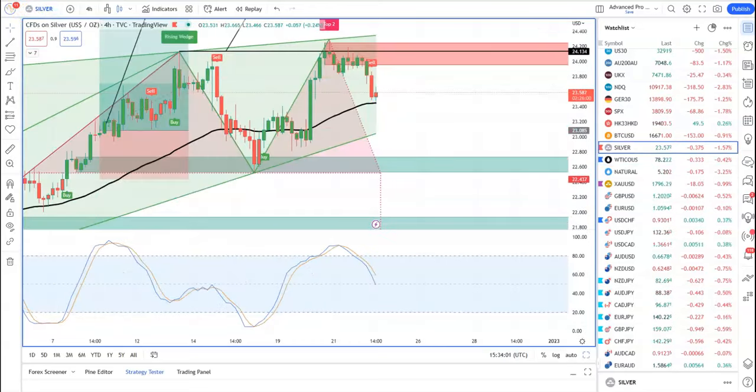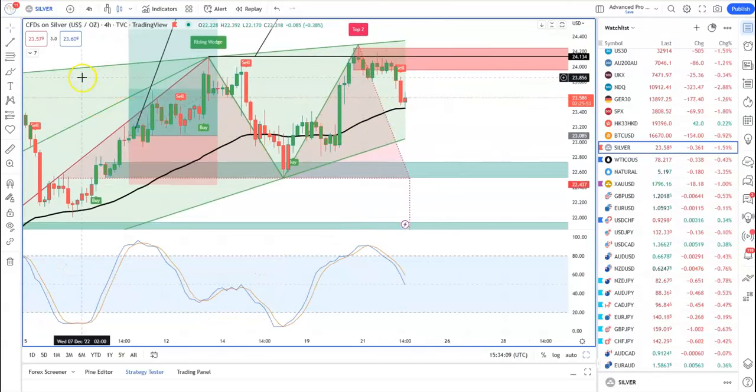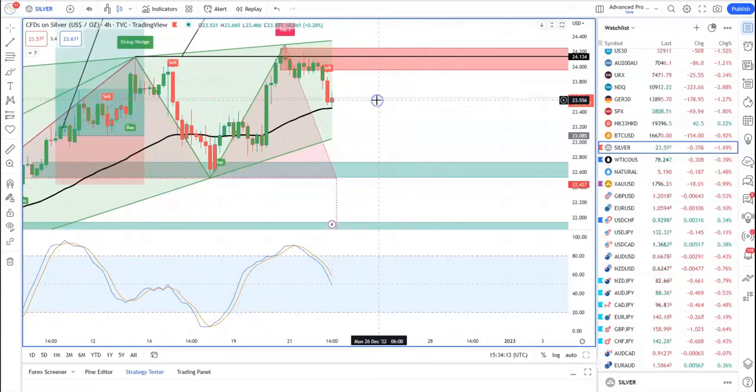On to silver. As we can see, we've got a nice double top on an order block. This is highly powerful. Now the trend is up, as you can see. There's a rising wedge going on here, so this price could do what it likes, can't it? But there is divergence as well.